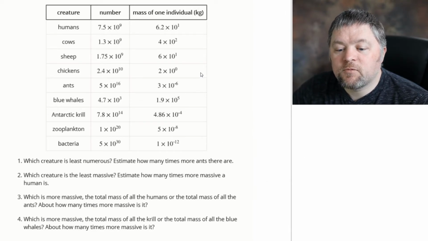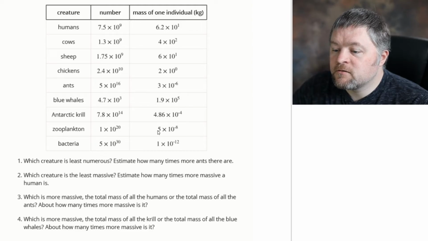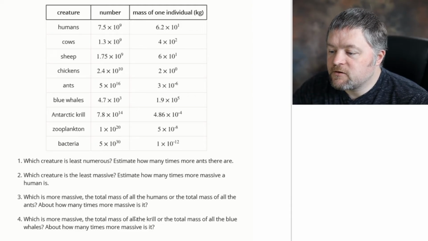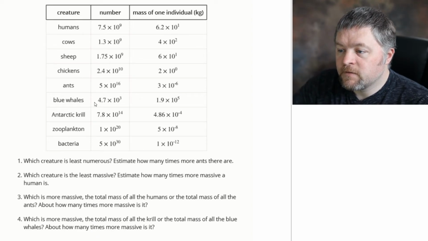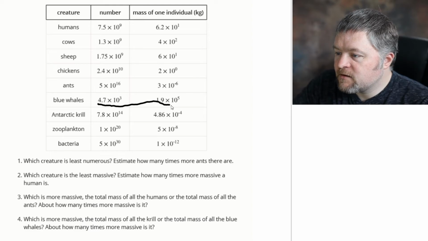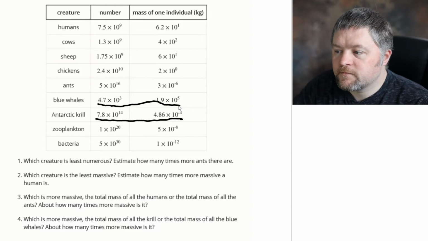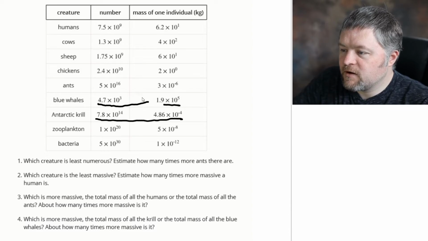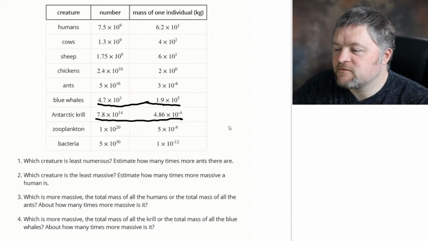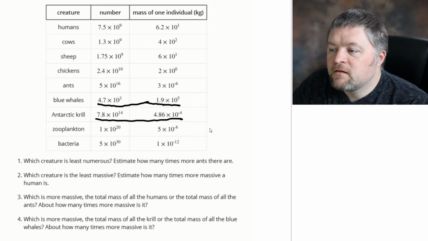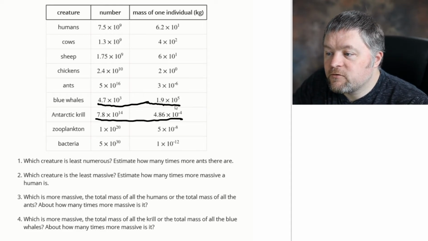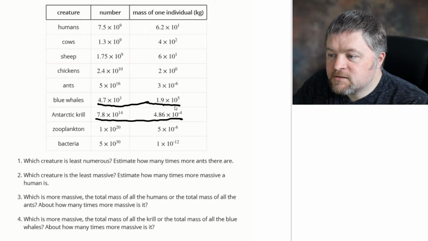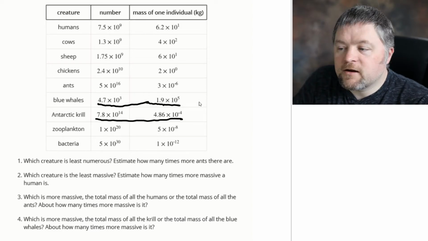Okay, our next problem is very similar. Which is more massive, the total mass of all the krill or the total mass of all the blue whales? So we have blue whales and we have krill. Erase where I underlined that poorly so we can still read the number. So again, we are going to have to multiply these. Going to do this one a little quicker in one step.